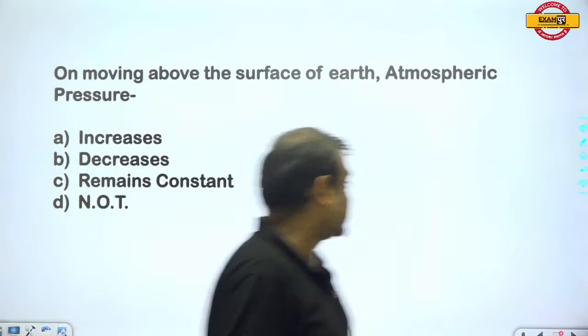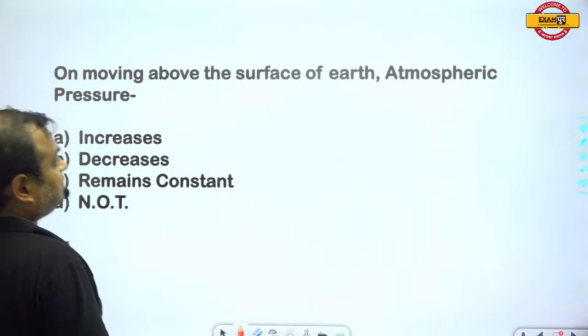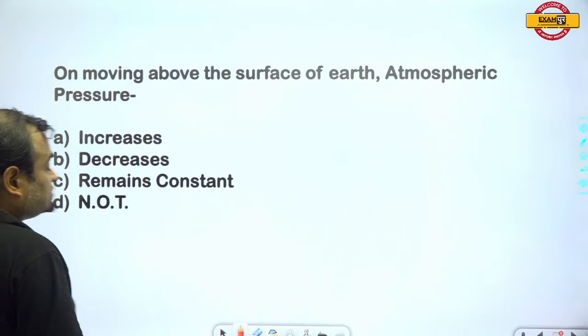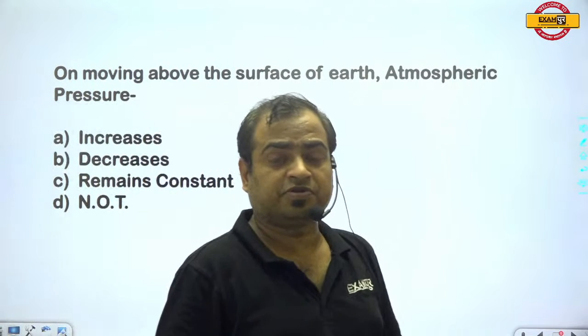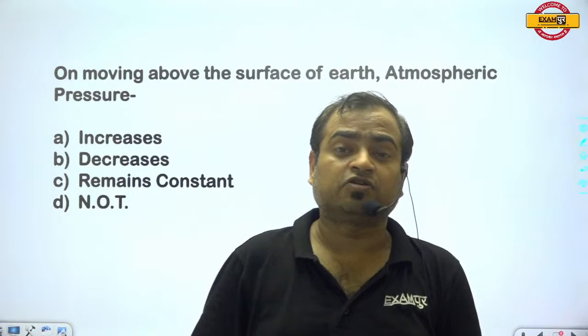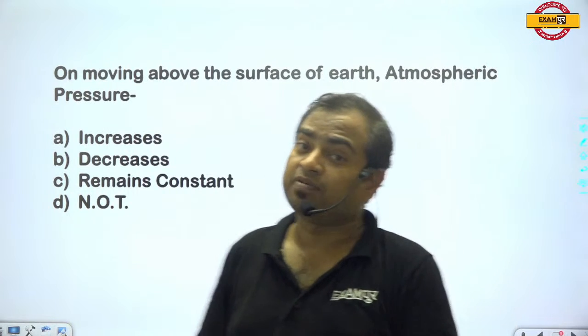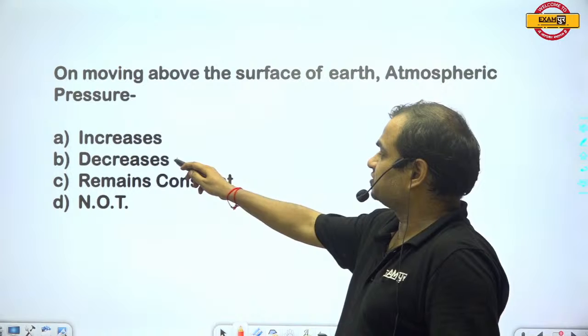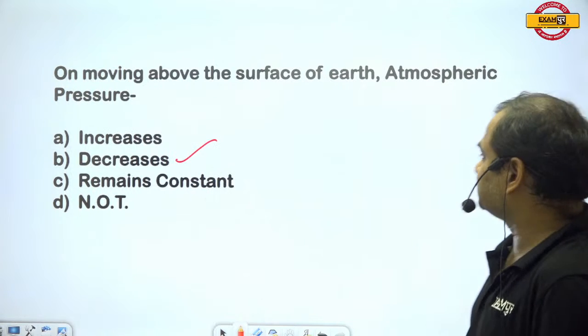B part. On moving above the surface of earth, atmospheric pressure also decreases. B part is the correct answer.